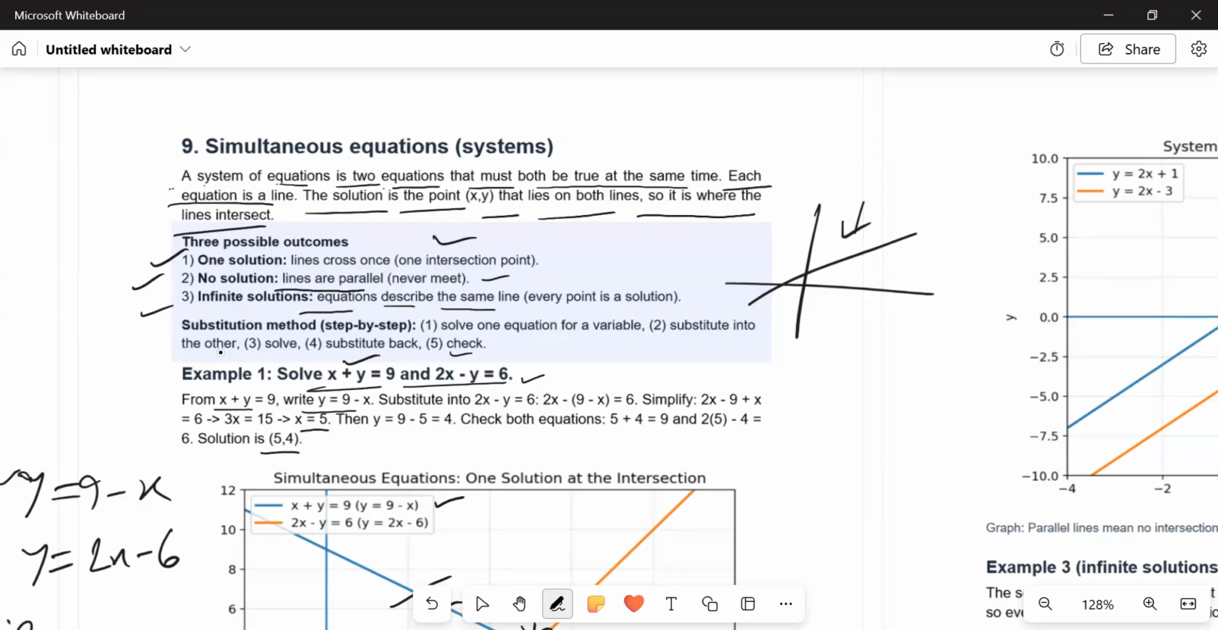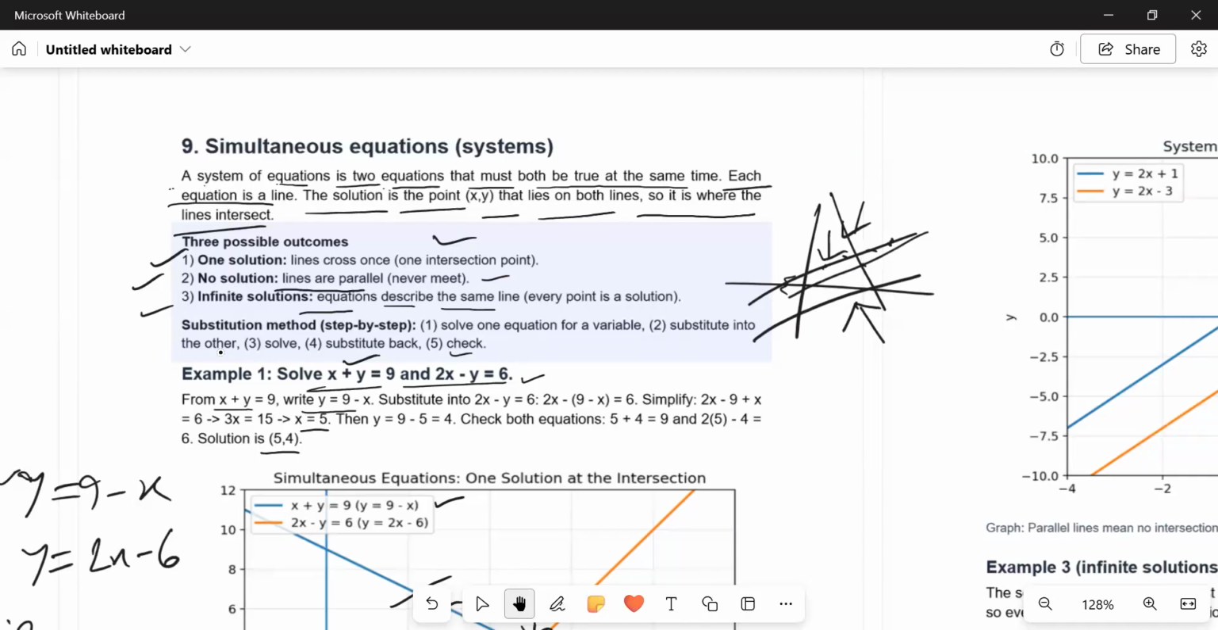We will have many solutions because both equations are on the same line, so every point on this line is a solution for both equations. But when I have these two lines, there are no solutions because they never meet, and for this pair there is only one solution. These are all simultaneous equations.